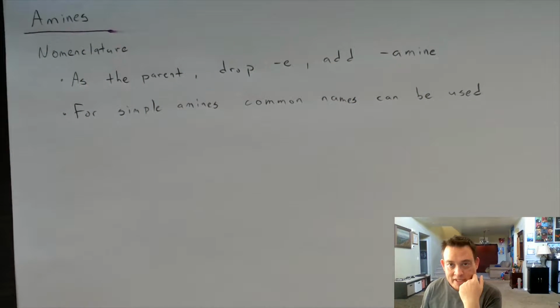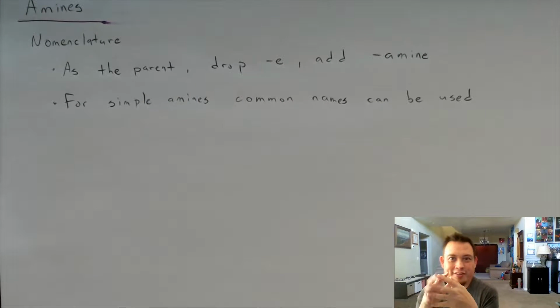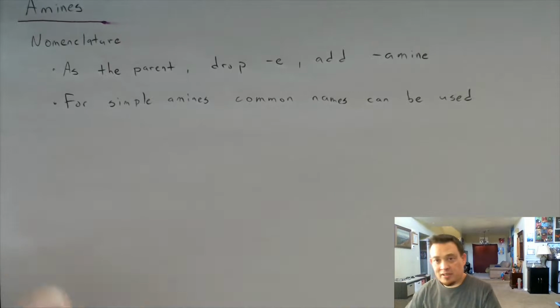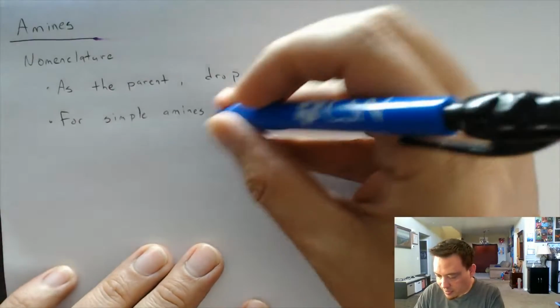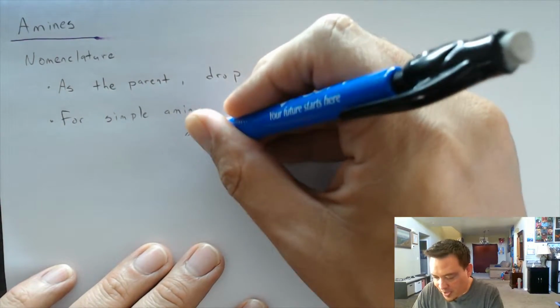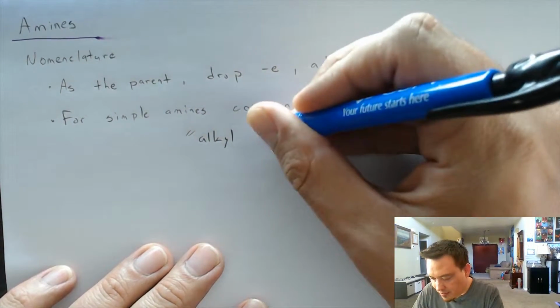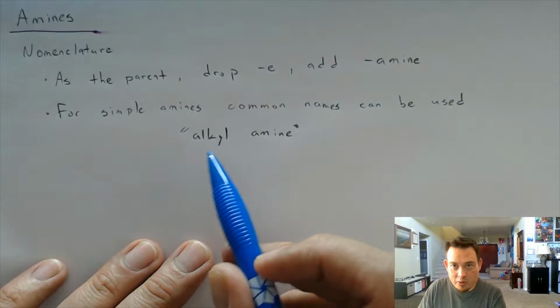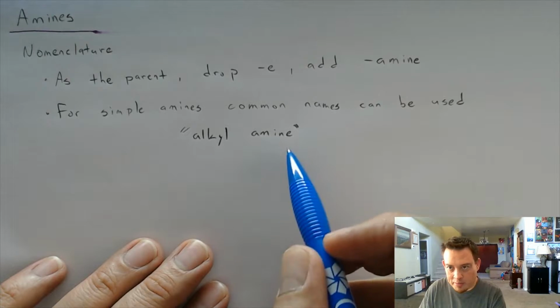All right, so we were talking about nomenclature on amines. I barely got started. So for naming them as the parent, you want to drop the E and you add the amine ending. For simple amines, common names can be used. The general form is alkylamine. So you say whatever alkyl group you have and then the word amine.